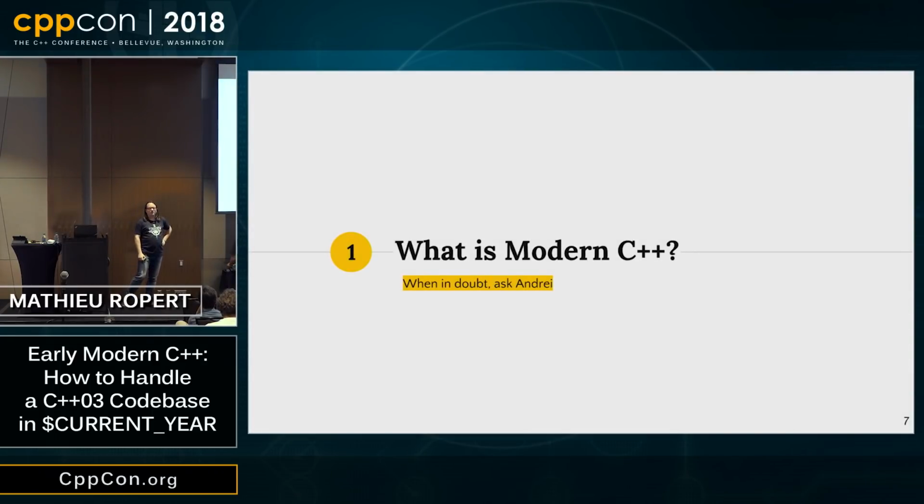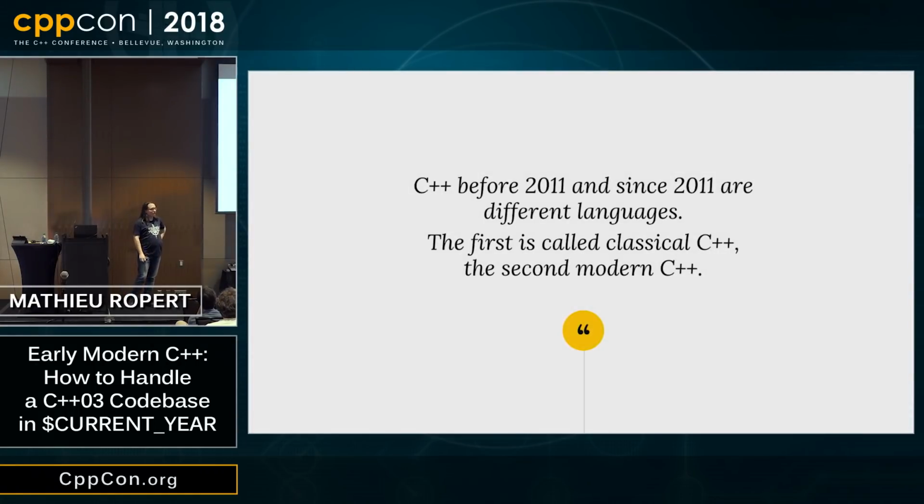So, what is modern C++? This is a question that comes up a lot. And what do you do when you have a question and you don't have the answer? You ask Google. So let's see. First thing Google answered me when I looked it up: C++ before 2011 and since 2011 are different languages. The first is called classical C++, the second is modern C++. That's also very similar to the results of the poll. And I'm not exactly agreeing with that.